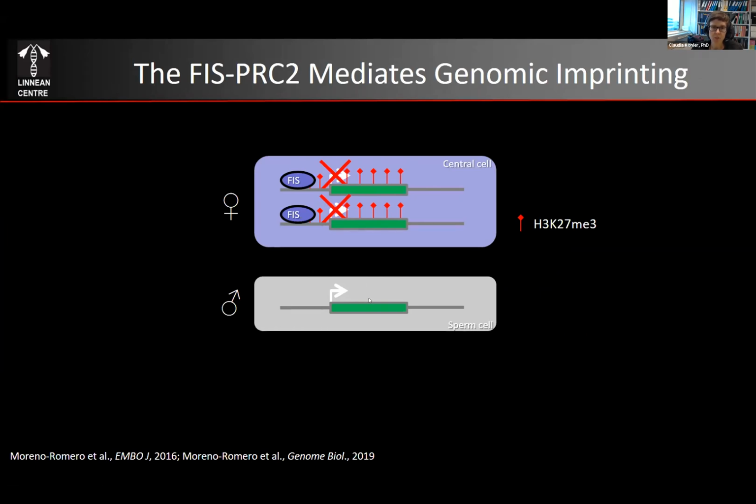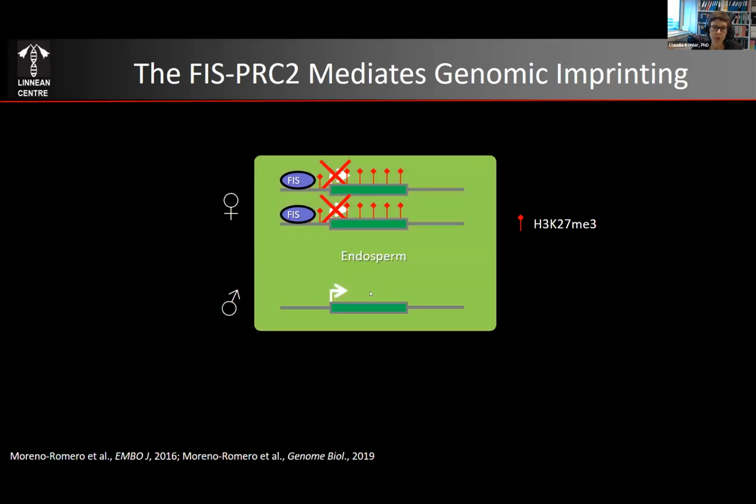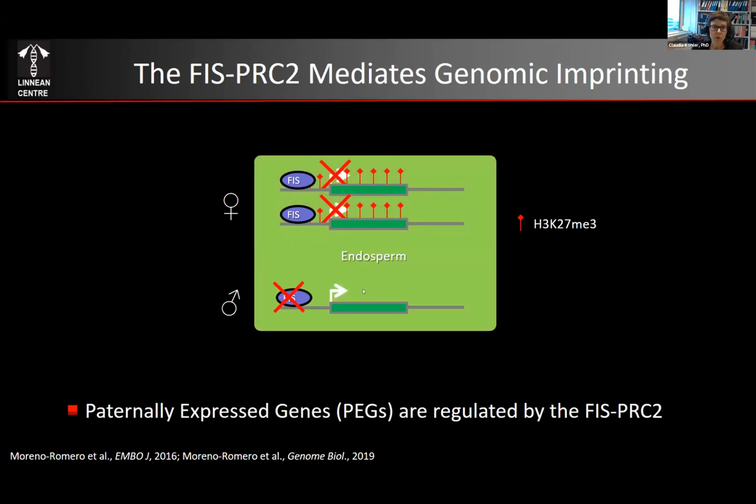after fertilization. And this parental specific expression is maintained after fertilization in the endosperm. So the FIS-PRC2 is not targeting the paternal allele after fertilization, and I will come back to why most likely this is the case, because this is not necessarily intuitive. But the important point is PACs are regulated by FIS-PRC2 function.